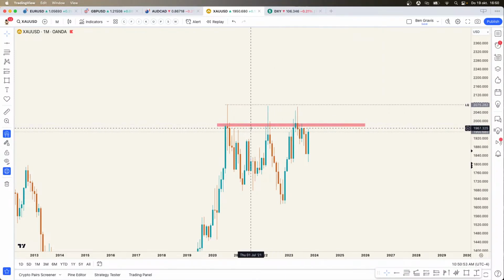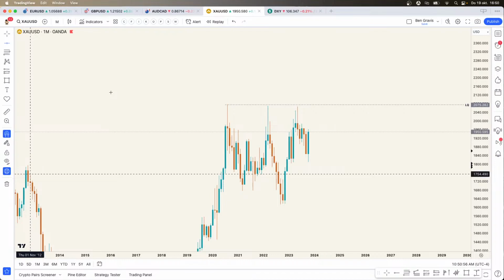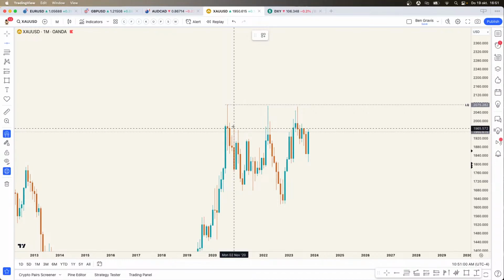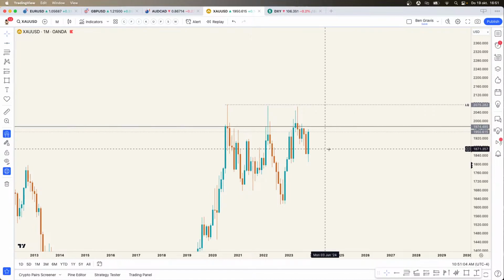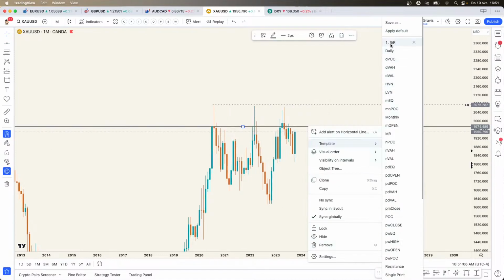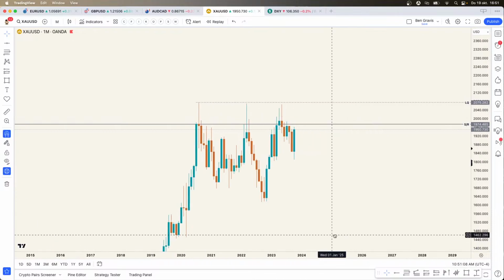You kind of want to pinpoint where most wicks are. I would say this. This is going to be my high SR level.